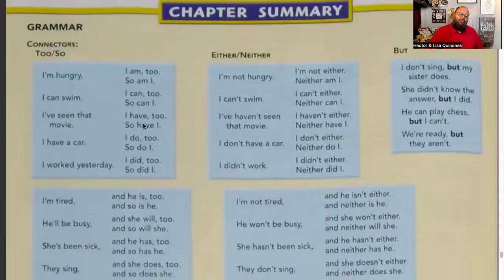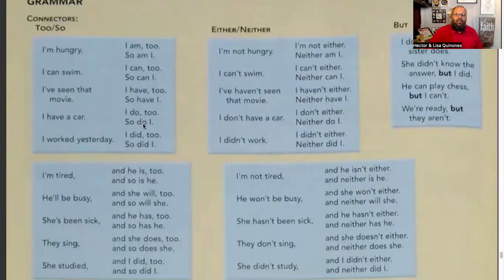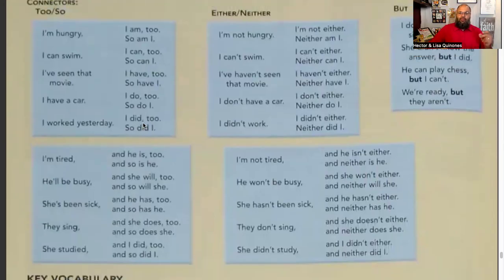And let's do the chapter summary, the connectors, too and so. Please repeat after me. Let's try to say them fast and in order. Here we go. I'm hungry. I am too. So am I. I can't swim. I can too. So can I. I've seen that movie. I have too. So have I. I have a car. I do too. So do I. I worked yesterday. I did too. So did I.